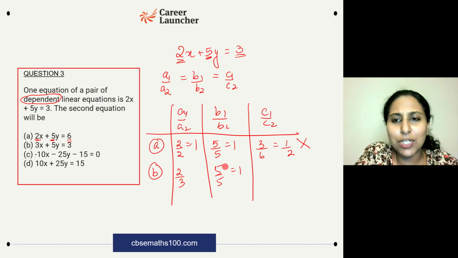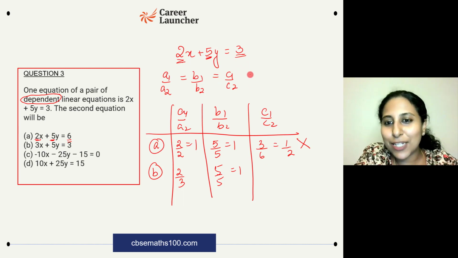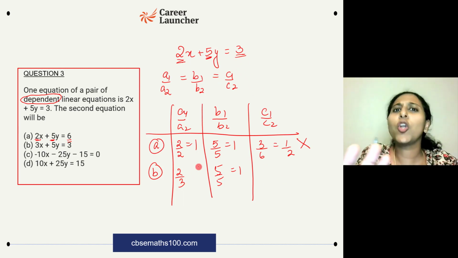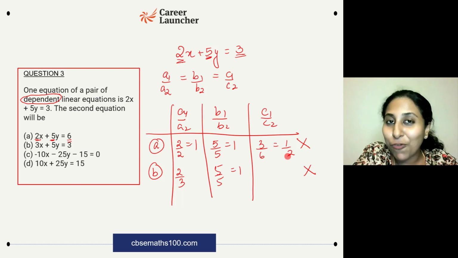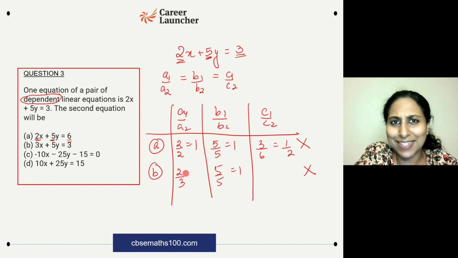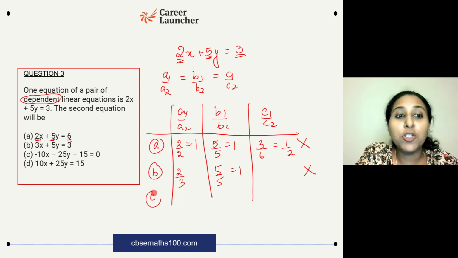And what's C1 by C2? C1 by C2 over here would be 3 by 3. But was this important? Was it necessary to continue to C1 by C2? Not necessary, because here itself we got A1 by A2 is not equal to B1 by B2, which means that this is a system of intersecting lines which has a unique solution. So this is not the answer we are looking for over here. It is an independent system when you're talking about intersecting lines. Let's look at option C.